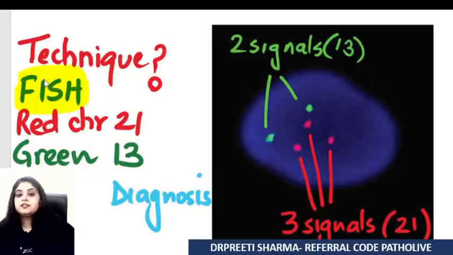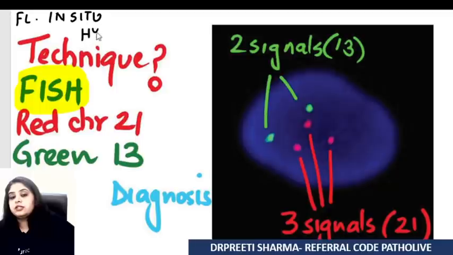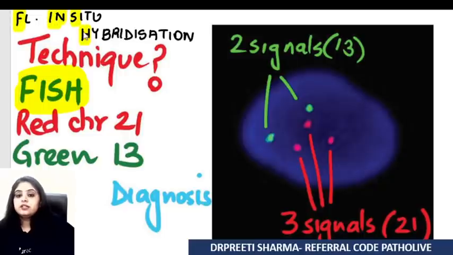And what is it? It is FISH. First and foremost, it is fluorescent in situ hybridization. That's the full form that they can ask you over here. Fluorescent in situ hybridization, that makes it FISH. So there are 2-3 questions.